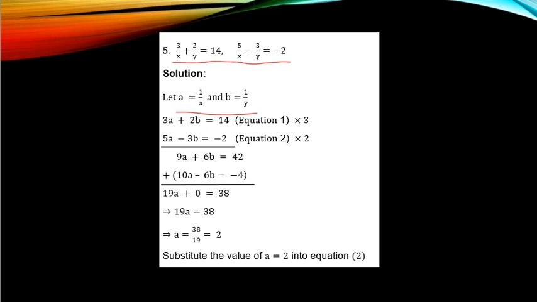So if you replace 1 over x by a, 1 over y by b in equation 1 and 2, you have 3a plus 2b equal to 14. For equation 2, you have 5a minus 3b equal to minus 2.